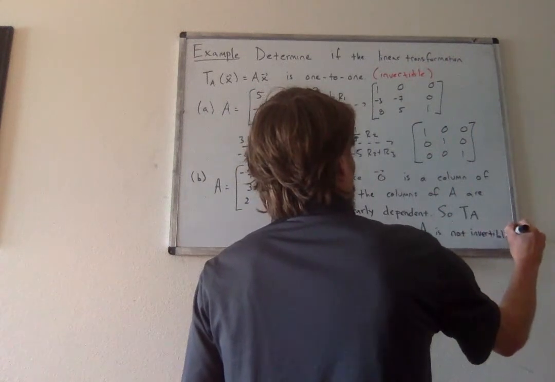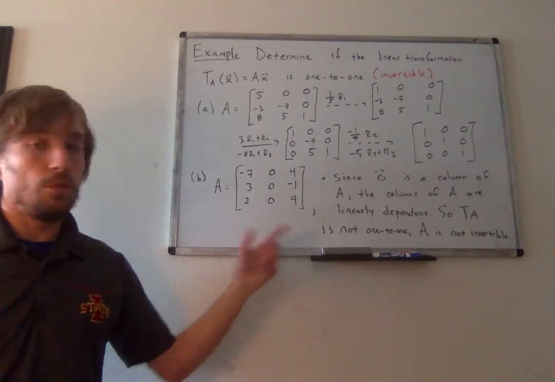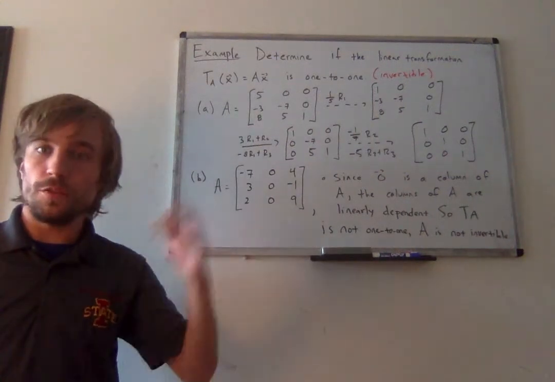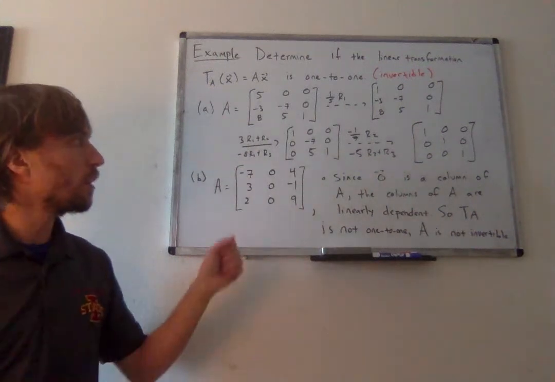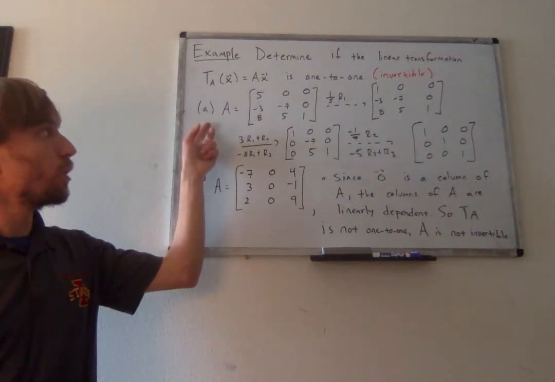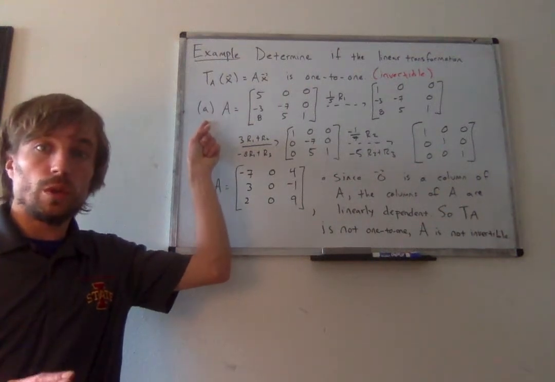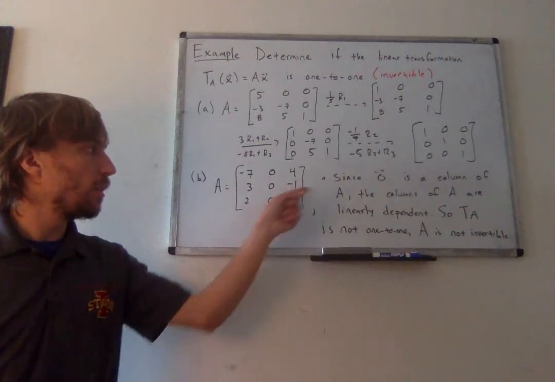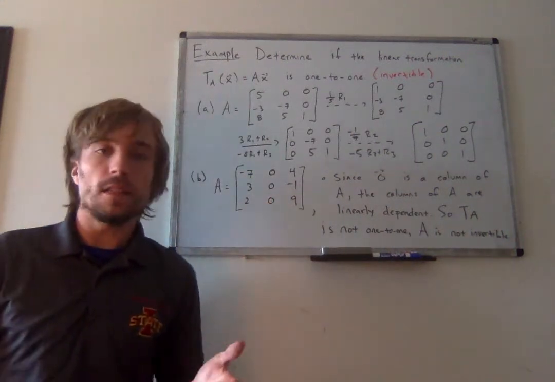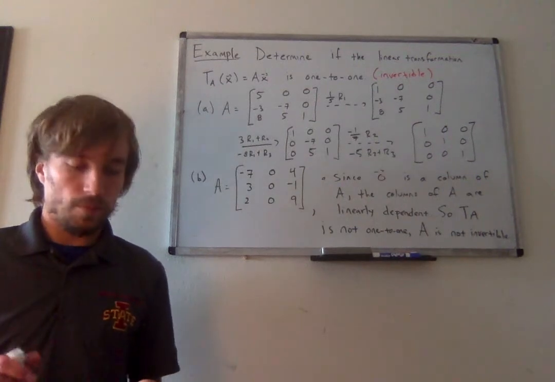Because remember, the invertible matrix theorem says that if one of those statements is true, they're all true, but if one is false, they're all false. And so in order to show the first matrix was one-to-one, I showed that just one of those statements was true and we were done. Here, I just had to show that one of those statements was false, and the zero vector immediately disqualifies this matrix from having linearly independent columns.